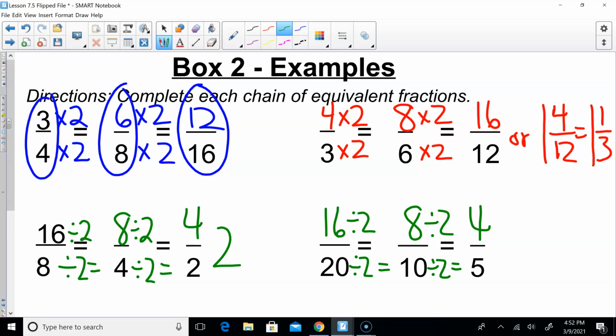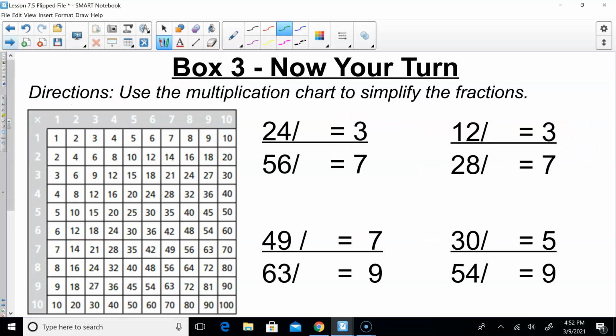So you can pause the video right now and write down all this information to help you record what equivalent fractions are using multiplication and also coming down with division. And right now it's box 3, now your turn. So you draw a big line on your piece of paper, right? Box 3, now your turn.